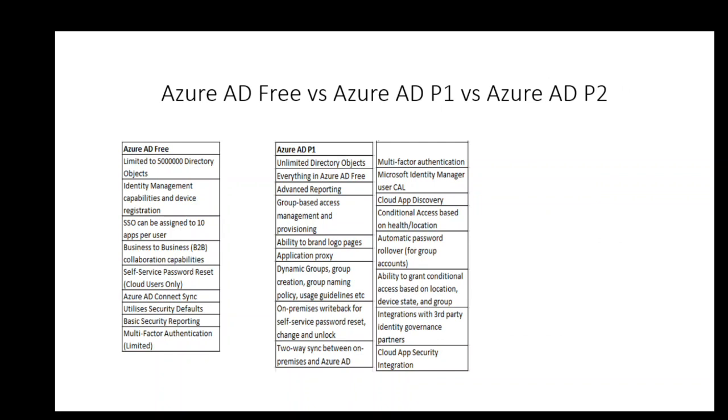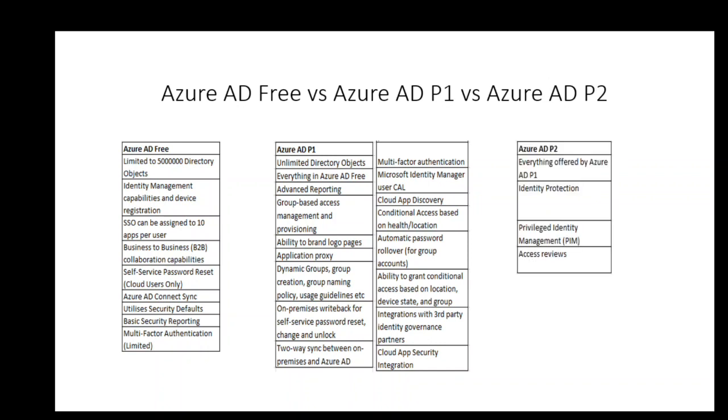Finally, let's look at Azure AD Premium 2. This list is obviously a little bit smaller because you have everything offered by Azure AD Premium 1, so all those items in the table before that. But the three additional items you have with Azure AD Premium 2 are identity protection, privileged identity management, PIM, which I will discuss more in future videos, and also access reviews.